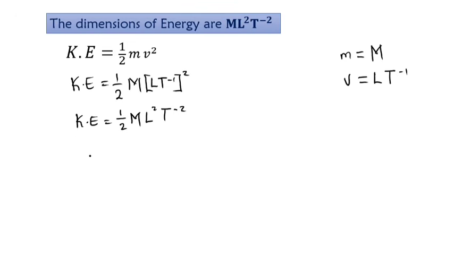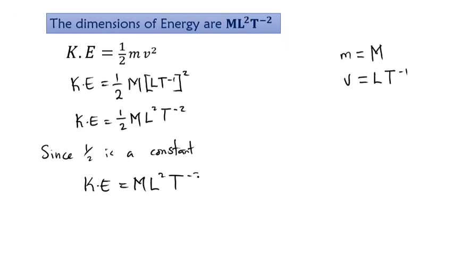Now, this half is dimensionless. Since half is a constant, a dimensionless constant, kinetic energy KE has the dimensions M L² T⁻². So this equation is dimensionally consistent.